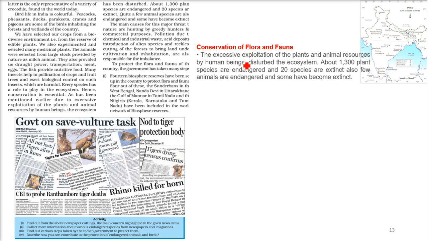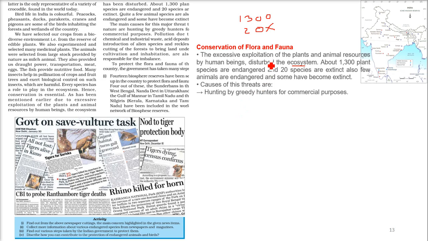As I just said, we need to conserve the flora and fauna, and this is not for anyone else. It is for us, for our existence, for our kids who are going to be here for the next 50 years. The excessive exploitation or misuse of plant and animal resources by us, that is human beings, has disturbed the ecosystem. About 1300 plant species are endangered. 20 species are already extinct, and some animals are already endangered or on the verge of being extinct.